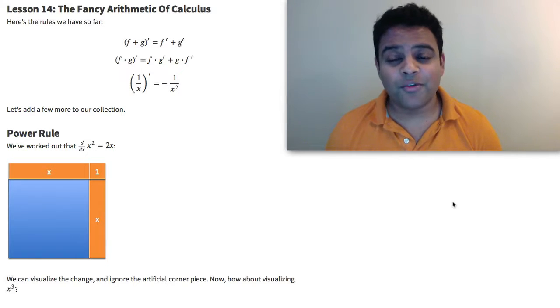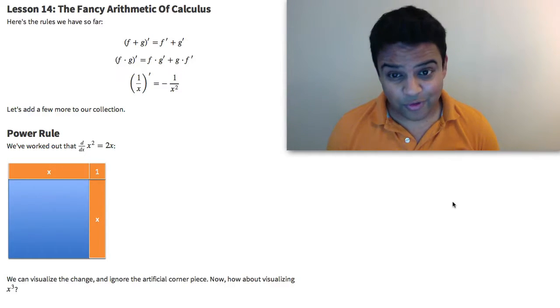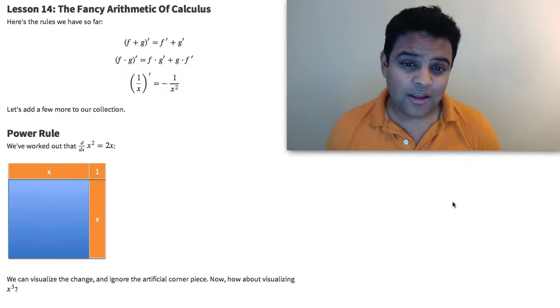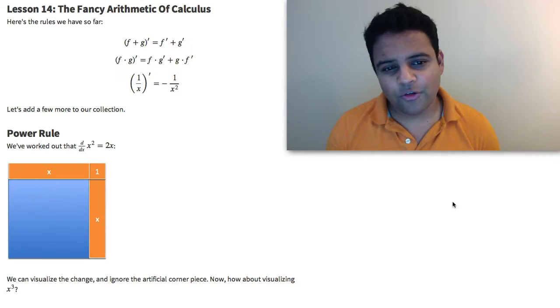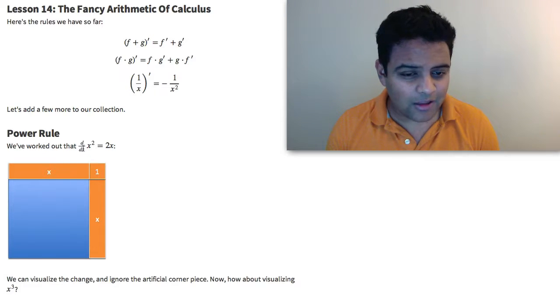Hi all, in this lesson we'll be talking about two more rules of calculus arithmetic: how to take powers and how to divide functions. So let's just hop into it. With powers, in the beginning we saw that taking the derivative of x squared was 2x because we can take these little side pieces and throw away the corner.